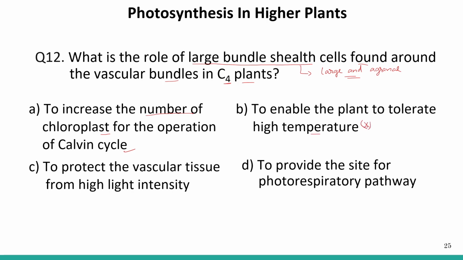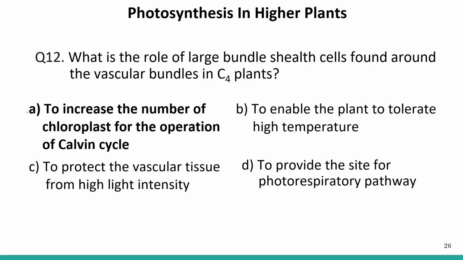This is not true. Option C is to protect the vascular tissue from high light intensity. This is also not true. Fourth option is to provide the site for photorespiratory pathway. This is not true because the C4 plants avoid photorespiration. Or you can say they have reduced photorespiration or they lack photorespiration. So what should be the answer here?